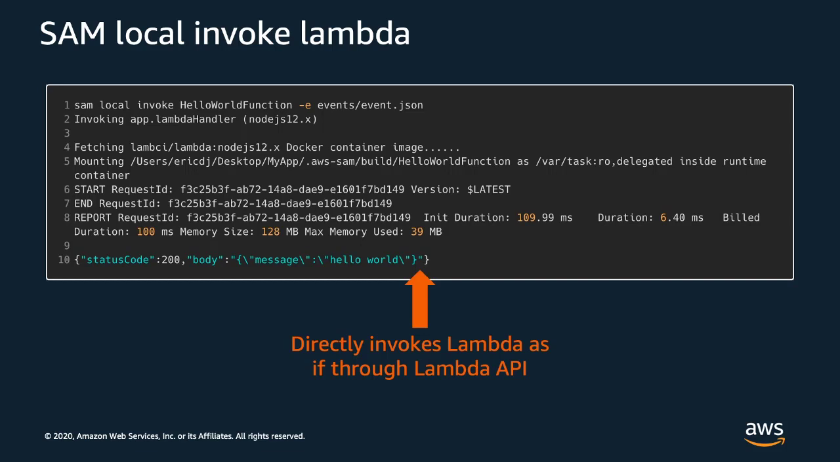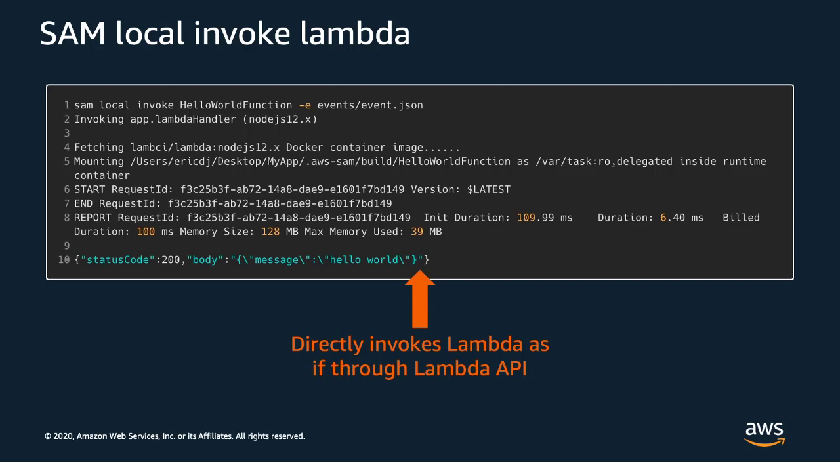This is the SAM Local Invoke Lambda. And this invokes the Lambda directly. It's not as if going through an API gateway, but it's a good way to just run and test it. So your output here, if this were going through Start API, we wouldn't see the status code, we wouldn't see the body, we would just see what was in the body. That's about the only difference here, okay?